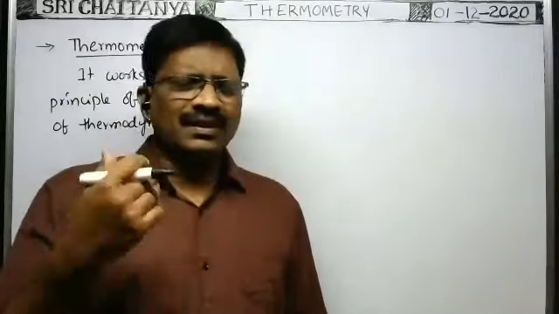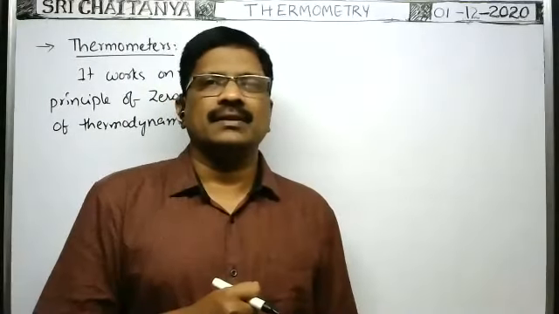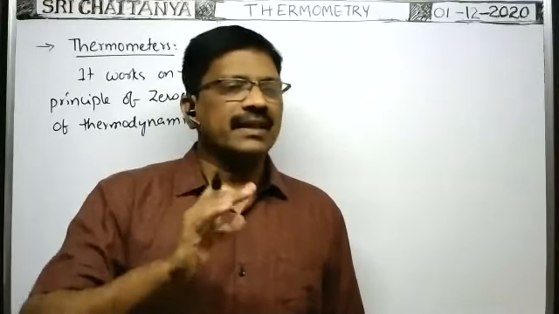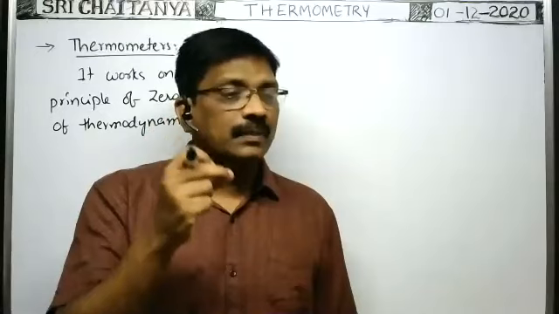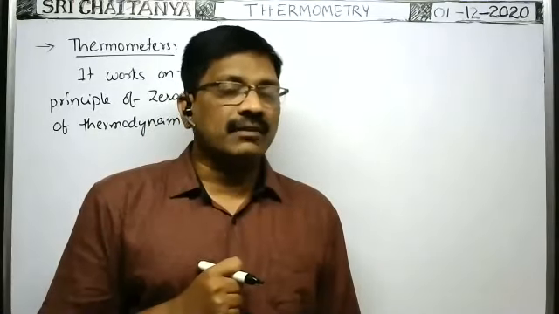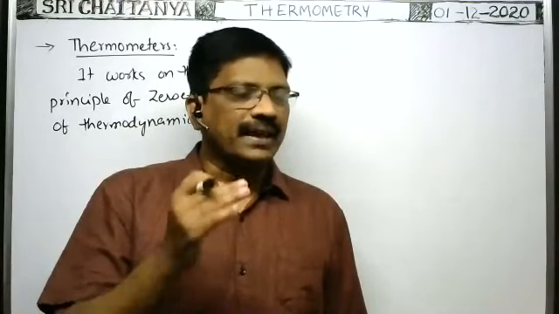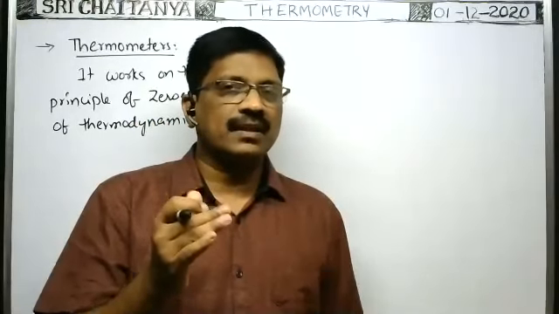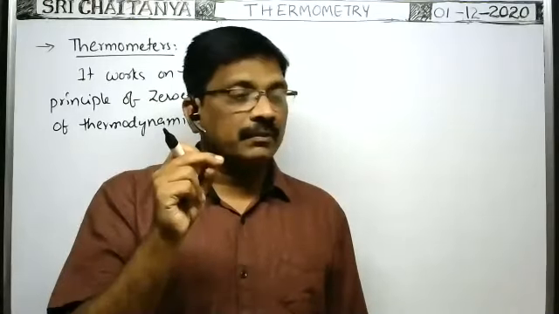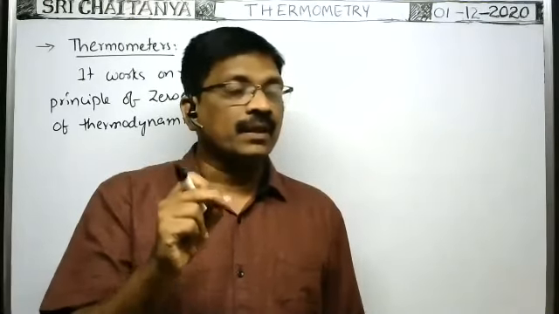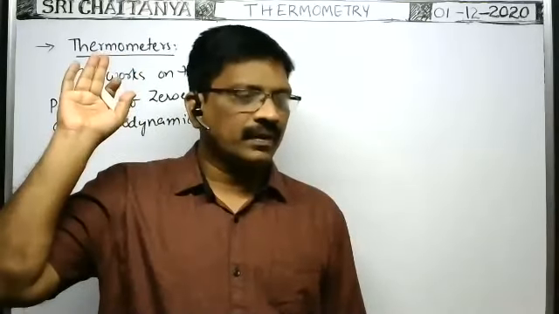In the case of any thermometer, for example the mercury thermometer, whenever temperature increases, mercury expands. That expansion upon heating is called thermal expansion. Based on the thermal expansion property, the mercury thermometer is designed.